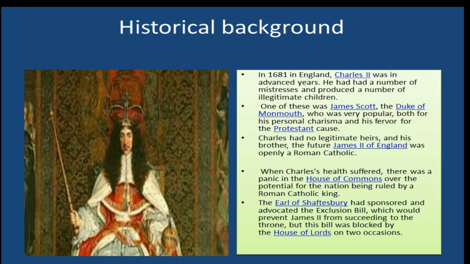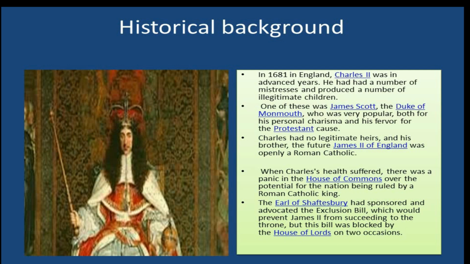When Charles' health suffered, there was panic and fear in the House of Commons over the possibility of the nation being ruled by a Roman Catholic king. The Earl of Shaftesbury had sponsored and advocated the exclusion bill, which would prevent James II from succeeding to the throne.